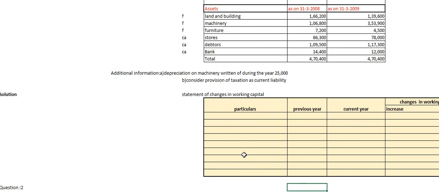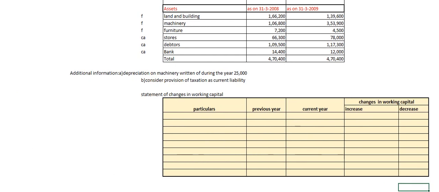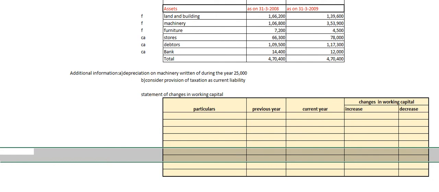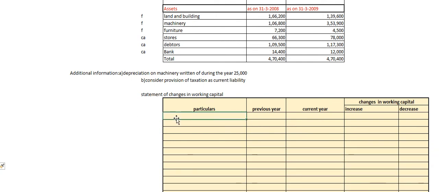I have the statement ready already with me. So, particulars. We first start with current assets. What current assets do we have? Stock, debtors and bank. I will just copy paste it. We are coming up with the logic that when there is an increase in current asset, it leads to an increase in working capital. When there is a decrease in current asset, it leads to a decrease in working capital. If you see stores, the previous year it is 66,300 and the current year it is 78,000, which shows it has increased. So you put down the amount in the increase column.